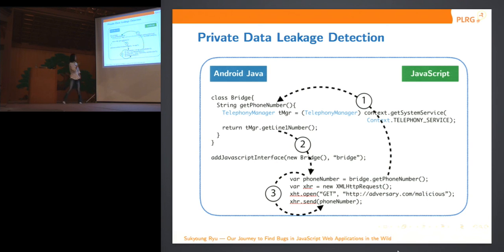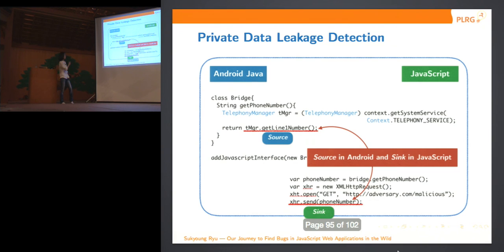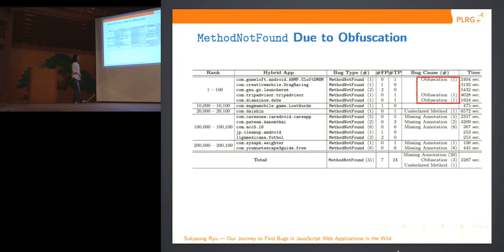So in this example, this JavaScript code calls the Java method and then asks for the phone number. And this Java code is so nice to give it away. And then this JavaScript code throws it out to the network. So the source is now in the Java code and the sink is in JavaScript, and our HybriDroid can catch that. That's it.